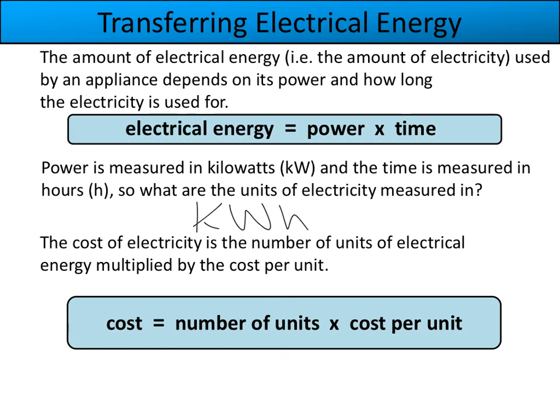So what we usually do is work out the number of kilowatt hours we've used, and then our electricity provider gives us a cost per unit, so how much it costs for 1 kilowatt hour. From that we can work out our overall electricity bill: the cost is equal to the number of units, the number of kilowatt hours, multiplied by the cost per kilowatt hour. And that would allow us to find out how much we're spending on electricity.